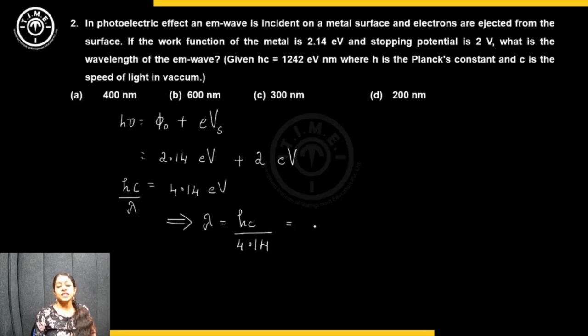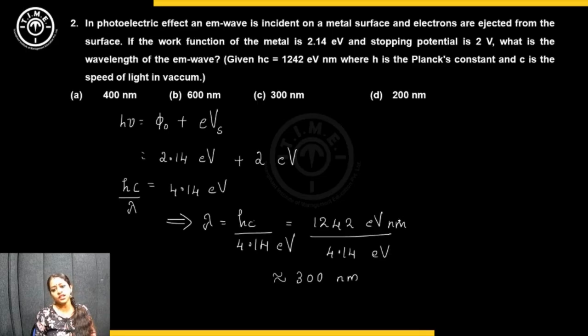So the value to be taken for hc is given in this question, that is 1242 electron volt nanometer, and it is divided by 4.14. So this is going to be approximately 300 nanometer, isn't it? Here 4.14 is in electron volt itself, so there is no need for any unit conversion. You will obtain the value of lambda in nanometer. So the answer for this question is option C.